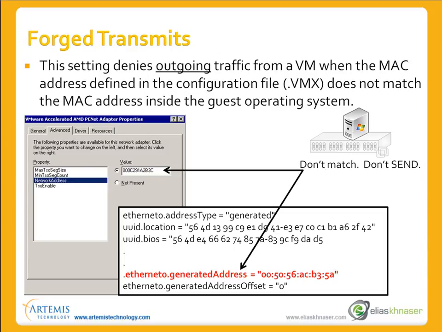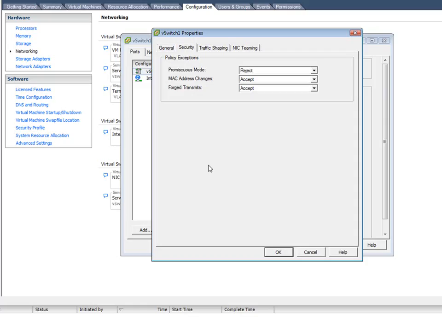Alright, let's go back to the VI client here. So now, what's the best, most secure way of configuring this? The ideal way is to have all three of them set to reject. This is the most secure way. However, by default, promiscuous mode is set to reject, MAC address changes is set to accept, and forged transmits is also set to accept. So now let's focus our attention a little bit on traffic shaping.